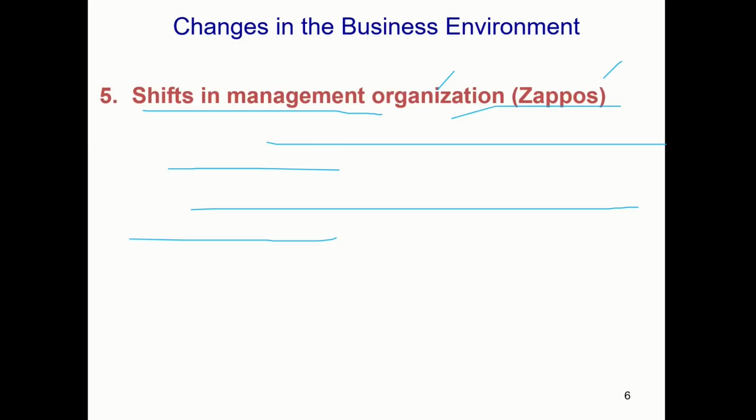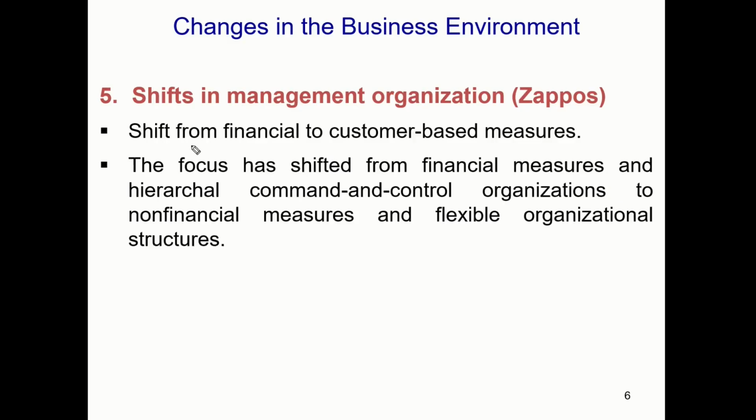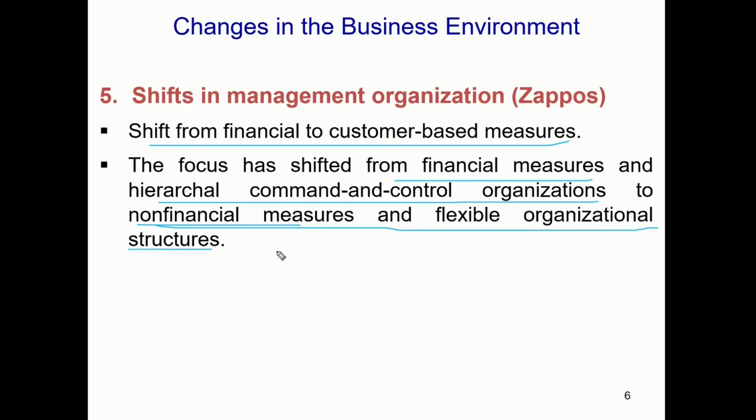Also, there's a shift in how management is run, a shift from financial to customer-based measures. So we're going to look at how the customer looks at us. The focus has shifted from financial measures and hierarchical command and control to non-financial measures and a flexible organizational structure. The classic company I can think of is Zappos, Zappos.com. They sell shoes and are now part of Amazon. Technically, you don't have a boss at Zappos. The organizational structure is flat, and this has created a lot of problems. If no one is in charge, how do you run the company? But this is the new trend, basically. You could Google Zappos to see how the company works.